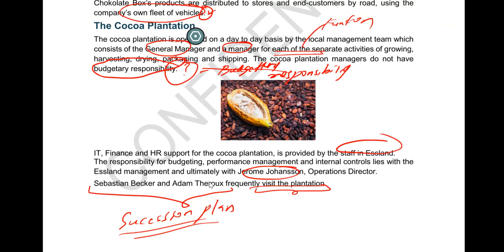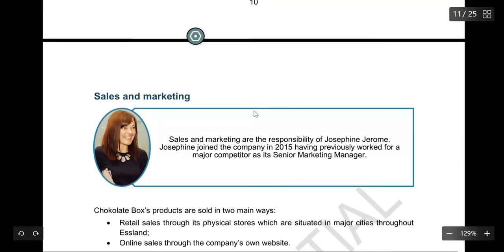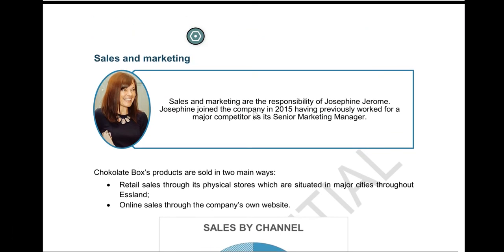And students, you need to keep in mind, this is not like another company. This is a public limited company, so you need to be very much careful. And students, the sales and marketing director is Joffenin Jerome. She joined in 2015, previously worked for a major competitor as a senior marketing manager.